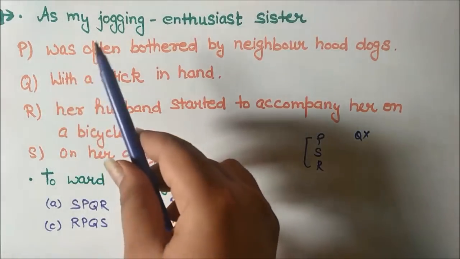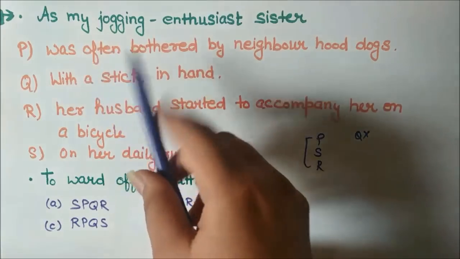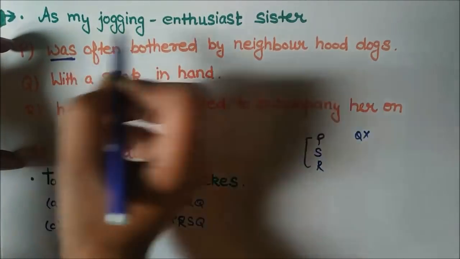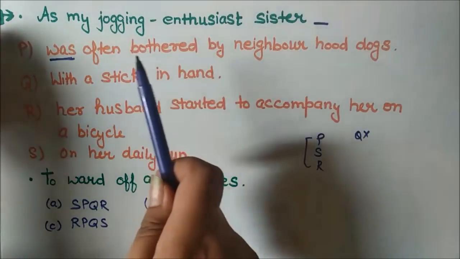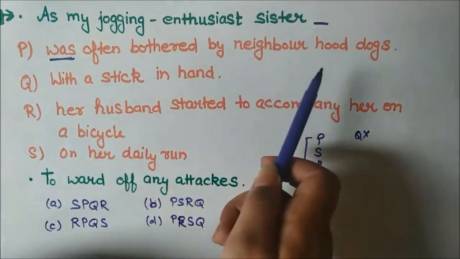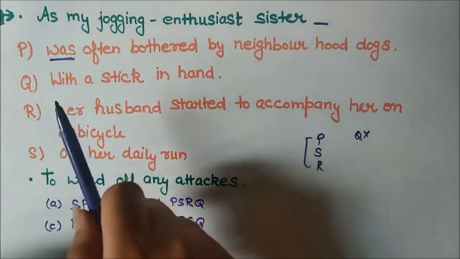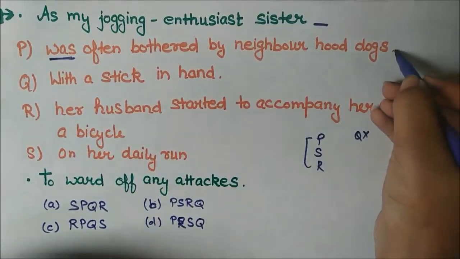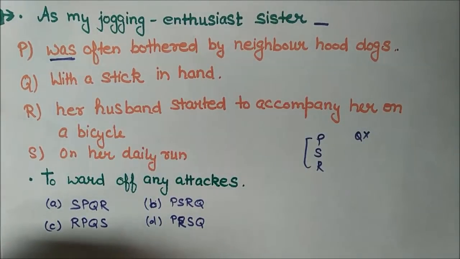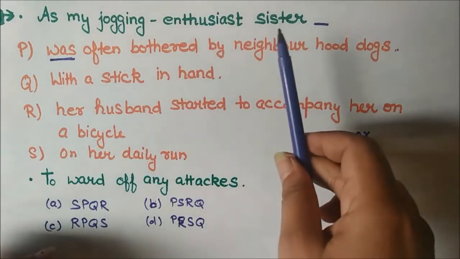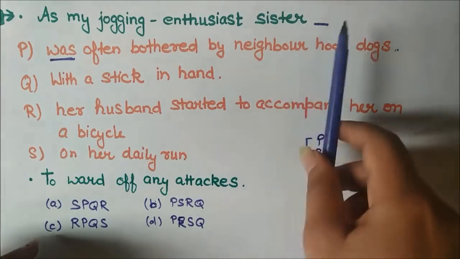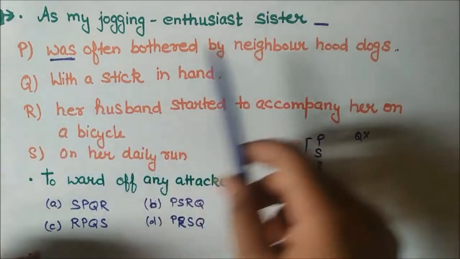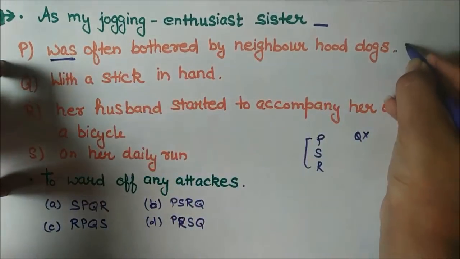P, "as my jogging enthusiast sister was" — can you see this preposition, so that we can join the statement with the next one, "was often bothered by neighborhood dogs." Or if I check with R, "as my jogging enthusiast sister, her husband started to accompany." No, there's no relation, there's no connection between them, right? So I think I should go with P.